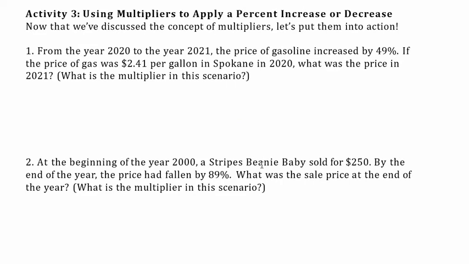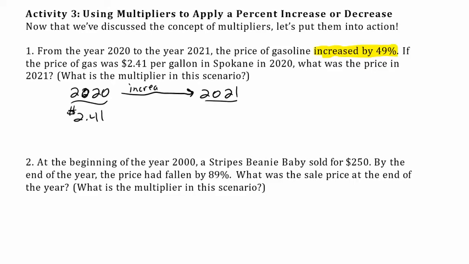Number 1, from the year 2020 to the year 2021, the price of gasoline increased by 49%. If the price of gasoline was $2.41 per gallon in 2020, what was the price in 2021? And we want to use the multiplier. Okay, so in 2020 the price was $2.41, and we want to figure out the price in 2021, and we know that it increased by 49%.